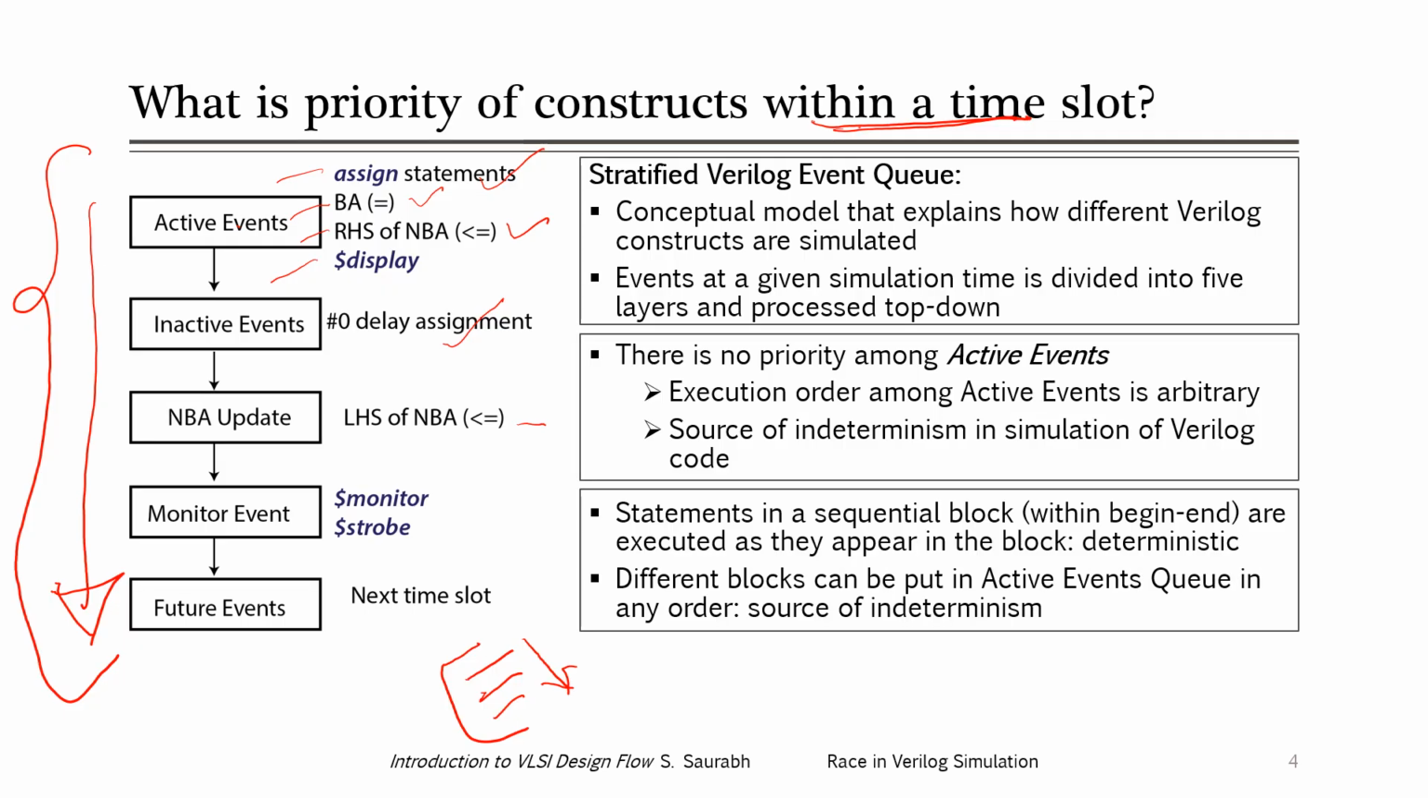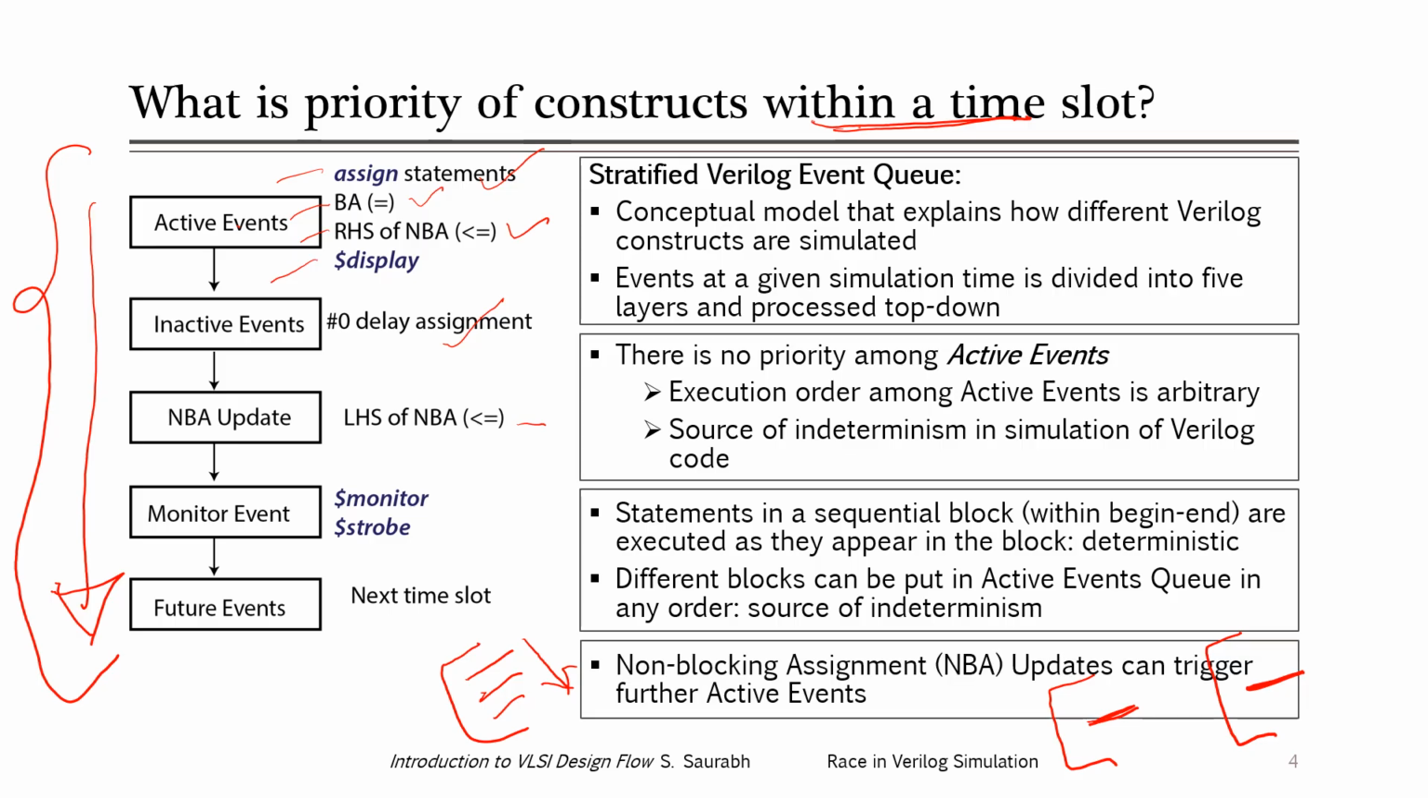But if they are different blocks and they are put in the active event queue, for example, there is one always block and there was one assignment, and there was another always block in the module, and it also had a blocking assignment. Now, which of them will be executed first? In this case, there is indeterminism, meaning that if the codes are of different blocks, then they can be put in the active event queue in any order, and this creates indeterminism and race, right?